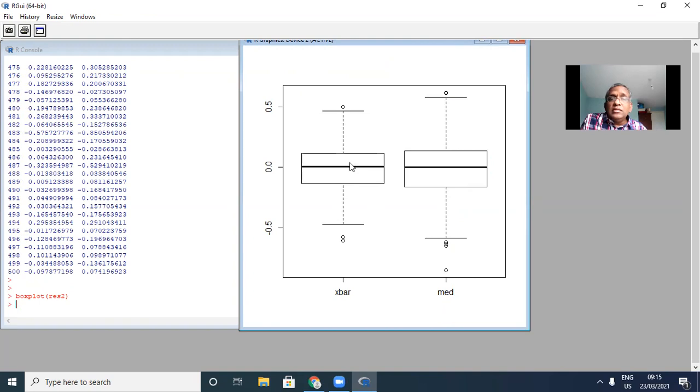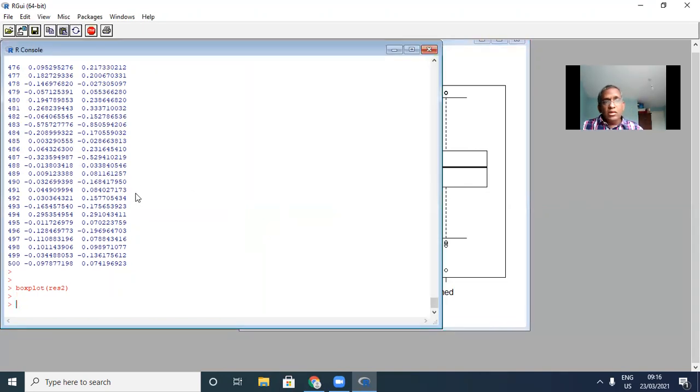So you can say that maybe the distribution of the sample mean is slightly less variable compared to the distribution of the sample median, right? Because of the length of the box. Remember that the length of the box shows you how variable the data are, right? So the narrower the box is, the smaller the variability, right? As you know. Okay, in this case I took n to be 30.